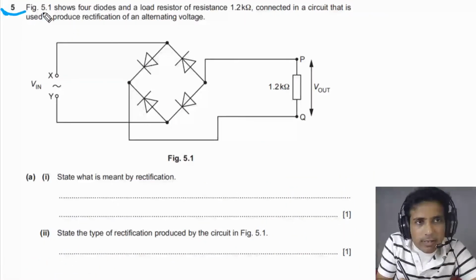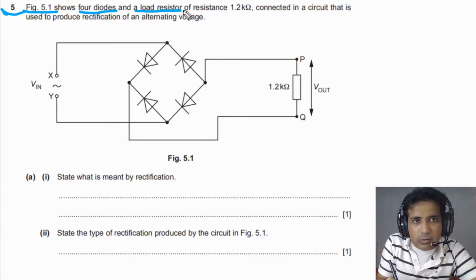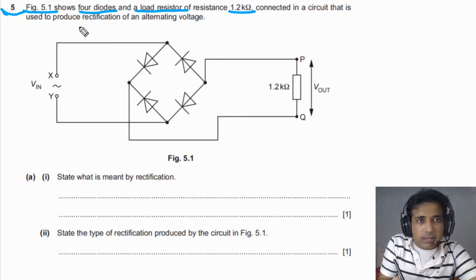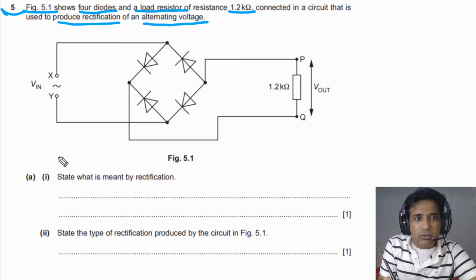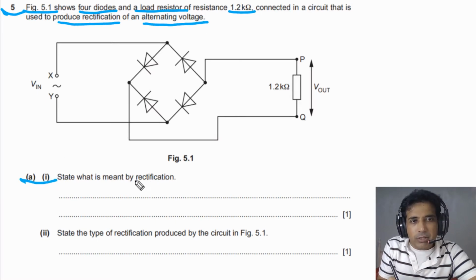For our question number 5, it is given to us figure 5.1 shows 4 diodes and a load resistor of resistance 1.2 kilo ohms connected in a circuit that is used to produce rectification of an alternating voltage. For part A1, we need to state what is meant by rectification.